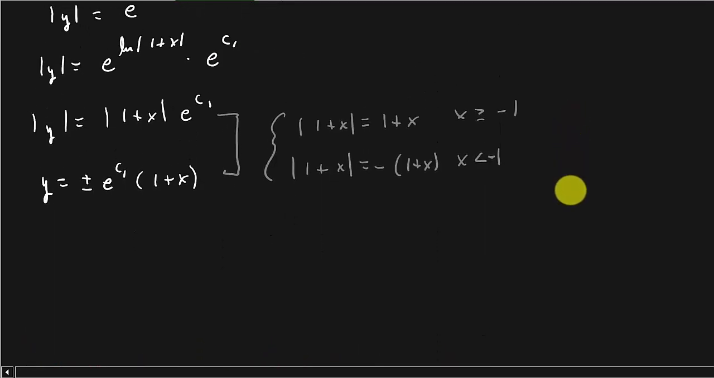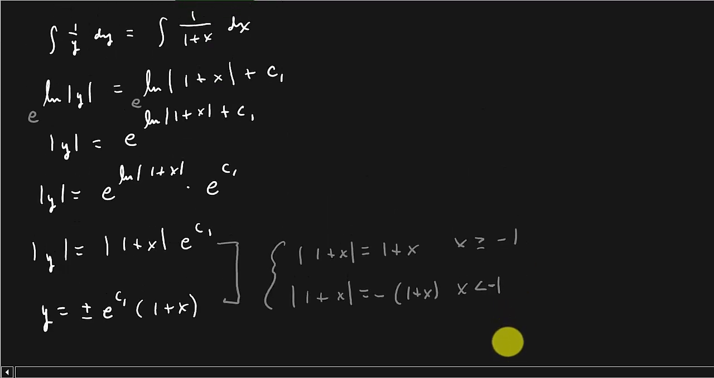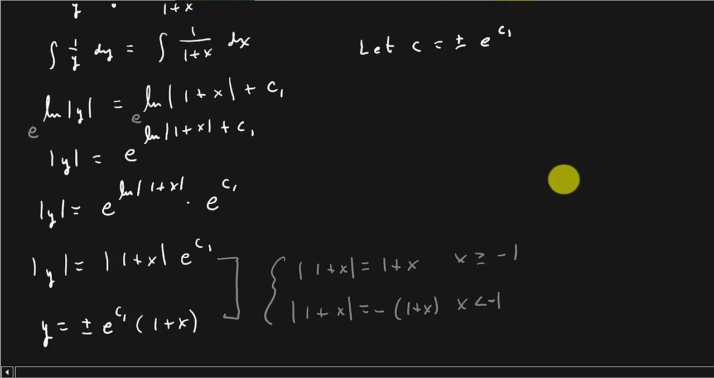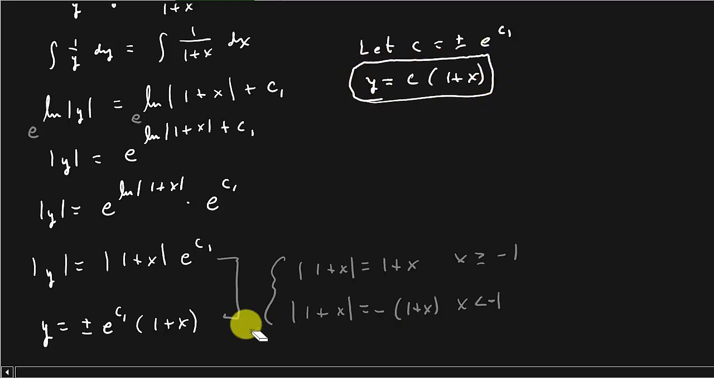All right, now let's come up here and let c equal plus or minus e to the c1. We're going to replace plus or minus e to the c1 with a c. It's just an arbitrary constant. We can do that, okay? And so that would give us y is equal to c times 1 plus x. And that right there would be our solution, okay?